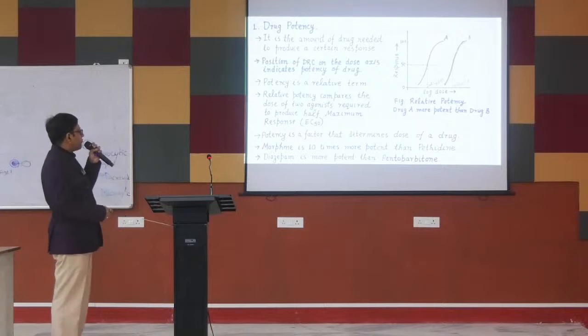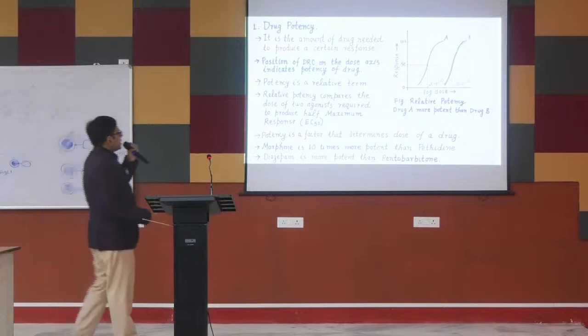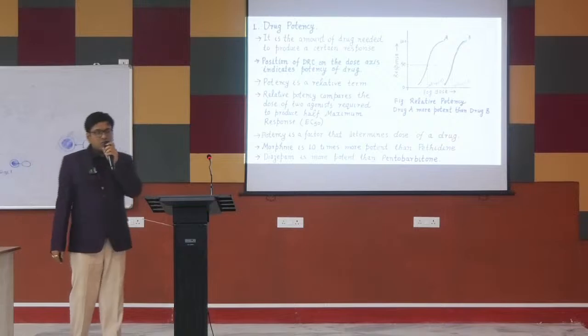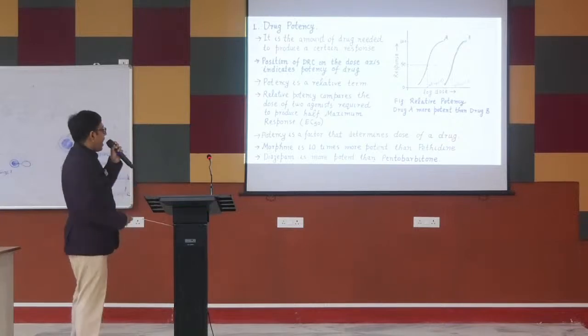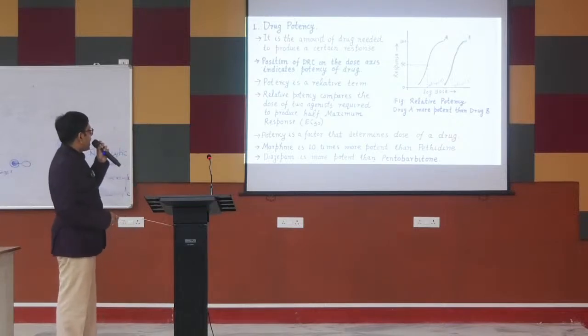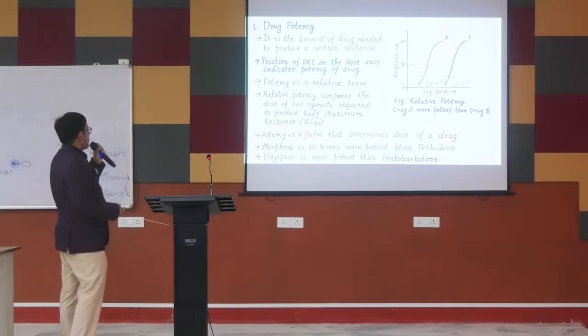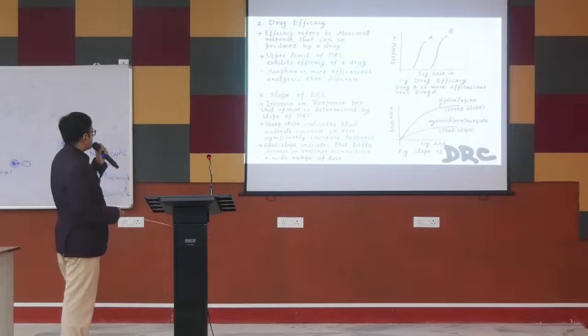And why is it important? It is important because we can compare two drugs, their comparative potencies, from here. And moreover, when we know the potency of the drug, we can determine the dose of the drug. That is, to treat a particular condition, how much dose is needed, that idea we can get from potency. Okay. So, this is the potency, 50% of maximum response.